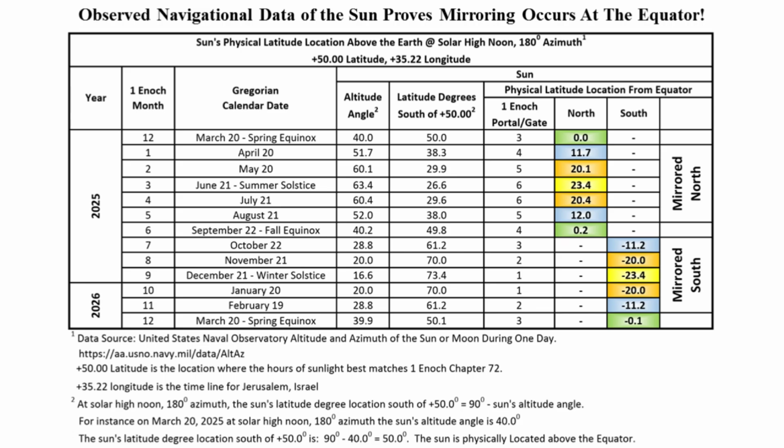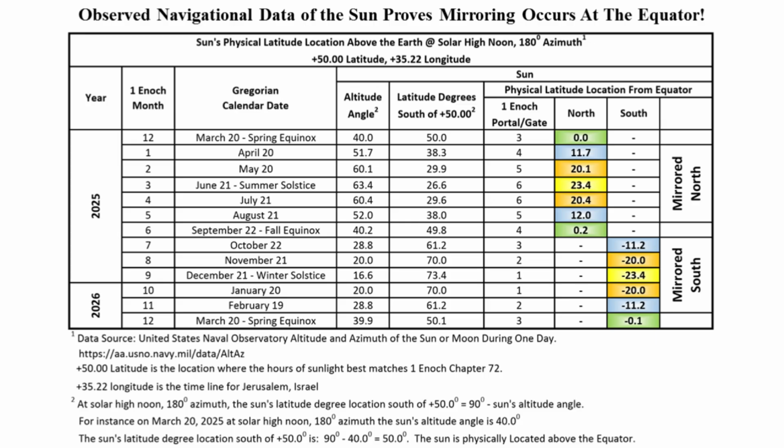At solar high noon, 180 degrees azimuth, the sun's latitude degree location south of plus 50 degrees latitude equals 90 degrees minus the sun's altitude angle. For instance, on March 20, 2025, spring equinox, first Enoch month 12 at solar high noon, 180 degrees azimuth, the sun's altitude angle is 40 degrees. The sun's latitude degree location south of plus 50 degrees is 90 degrees minus 40 degrees, which equals 50 degrees of latitude. The sun is physically located above the equator and the sun's last day in gate 3.